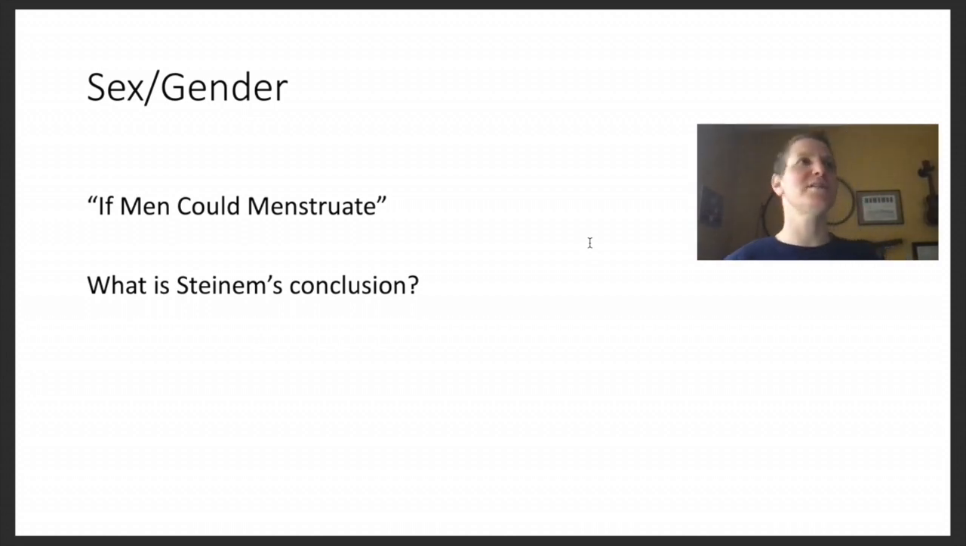The group that analyzed this argument did a great job of laying that out. But I want to remind you that Steinem's conclusion is not about what the world would be like if men could menstruate. She's not talking about that alternate reality, really.